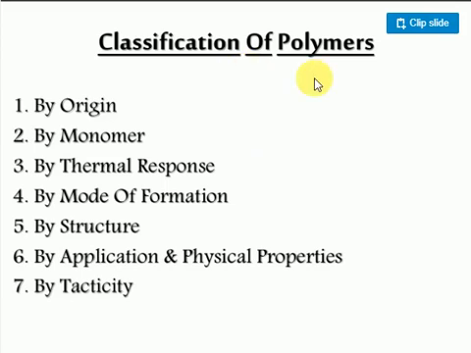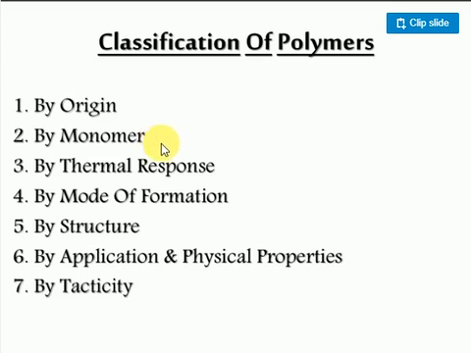Let's have a brief discussion regarding the classification of polymers. Polymers are classified based on their origin, whether they are coming from plants, animals, synthetic or semi-synthetic. Clear, you know. The next one is based on the monomers. Polymers have also been classified based on monomers. Polythene means ethylene molecules joined. PVC means polyvinyl chloride.